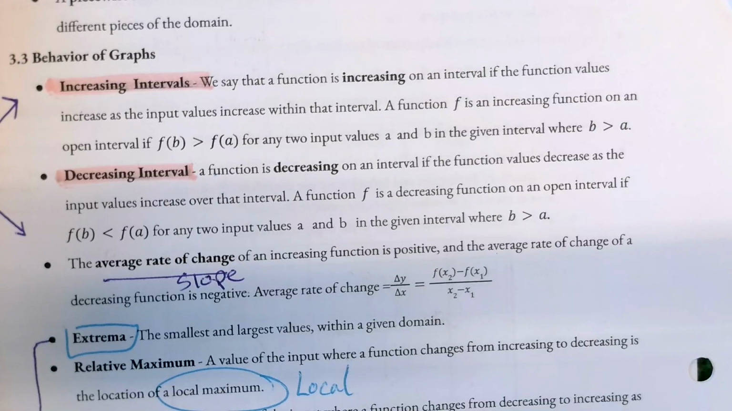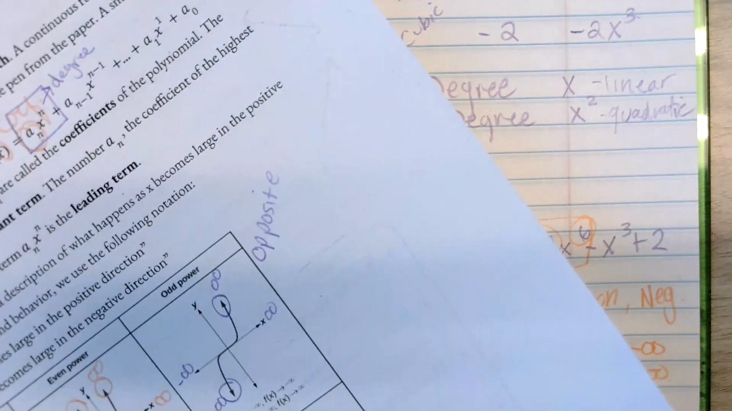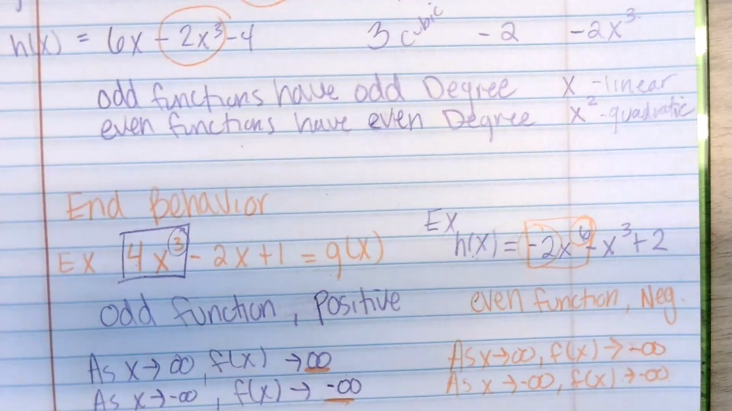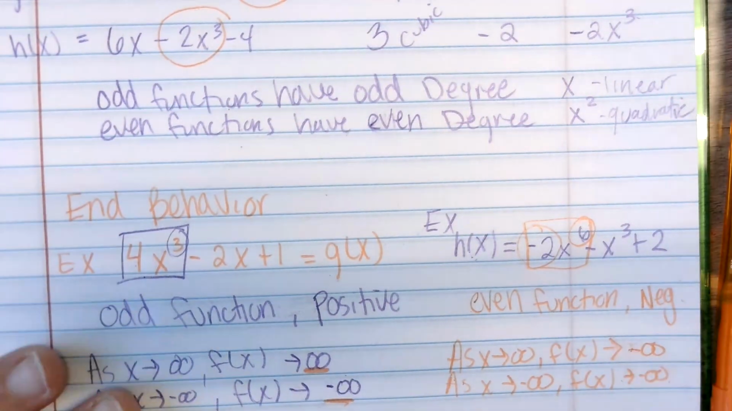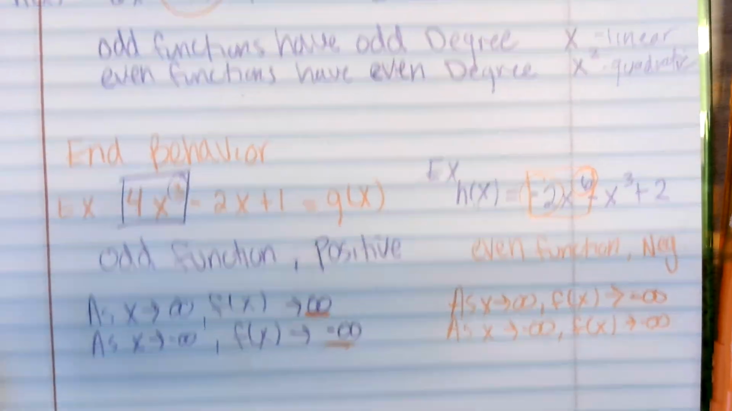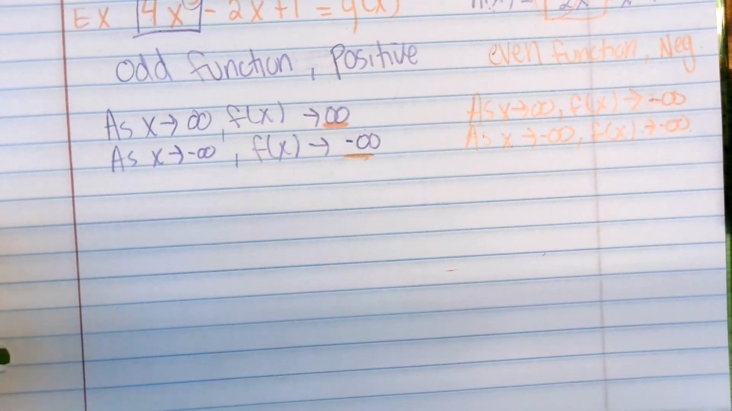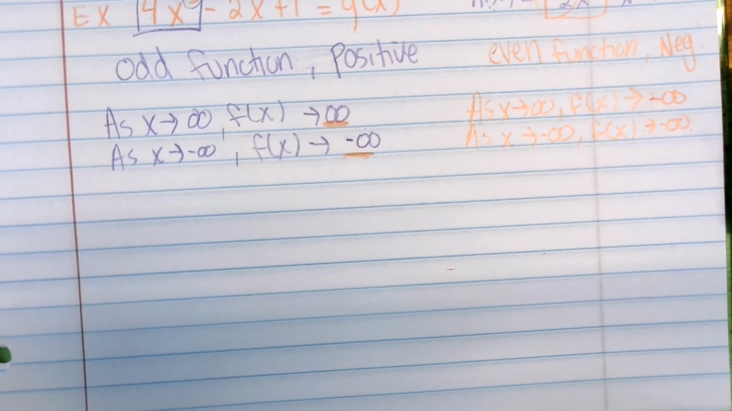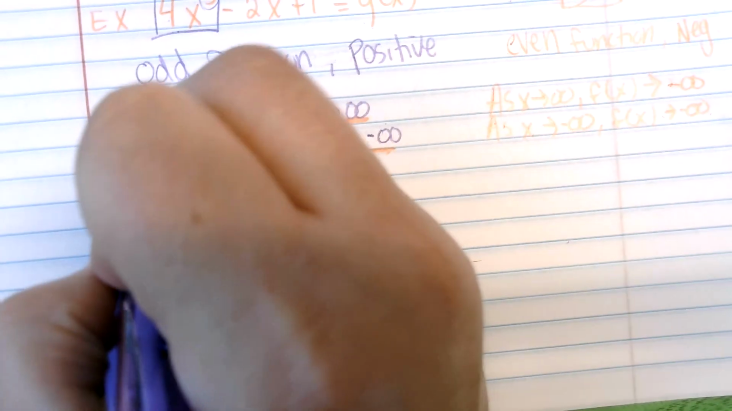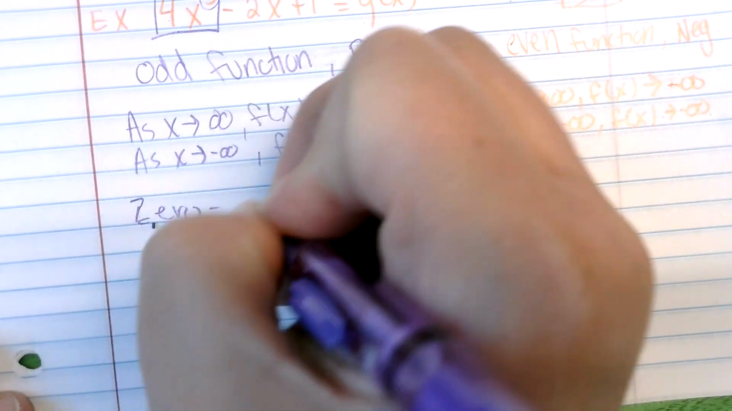What do I need from this page? Even and odd. Well, I didn't put a multiplicity on here. Well, I can tell you what it means. Multiplicity is the behavior of a 0. So a 0 is an x-intercept.